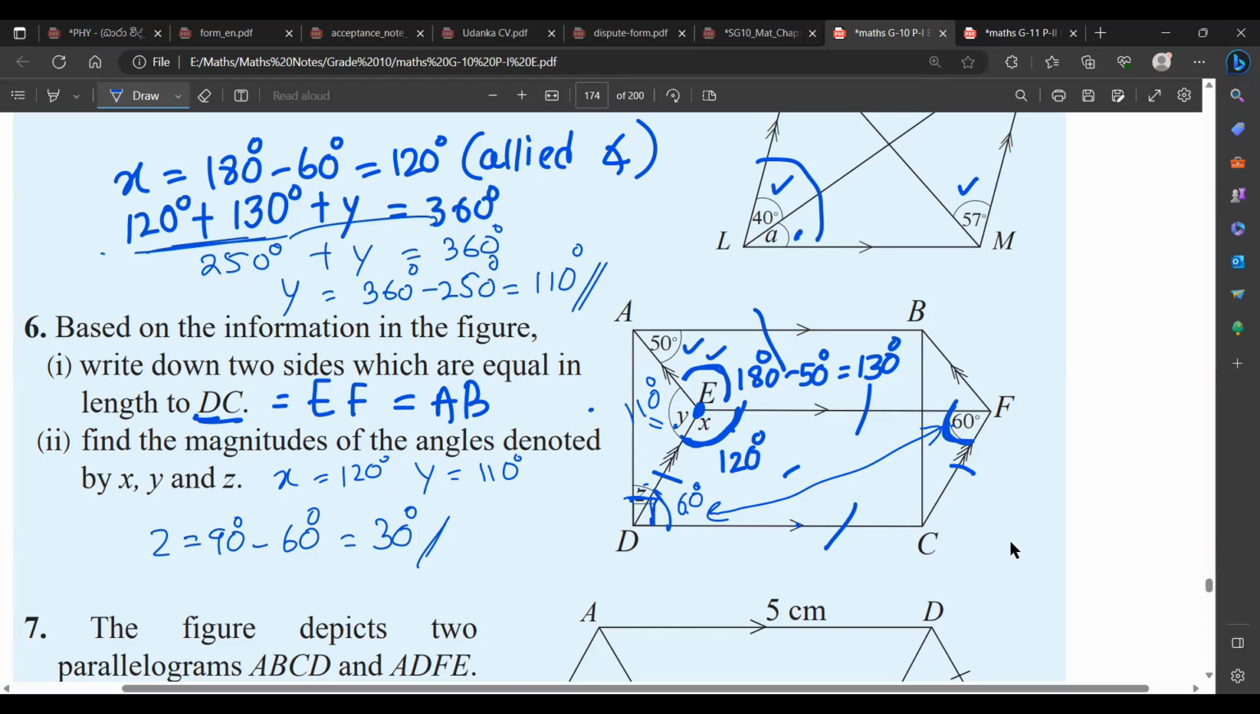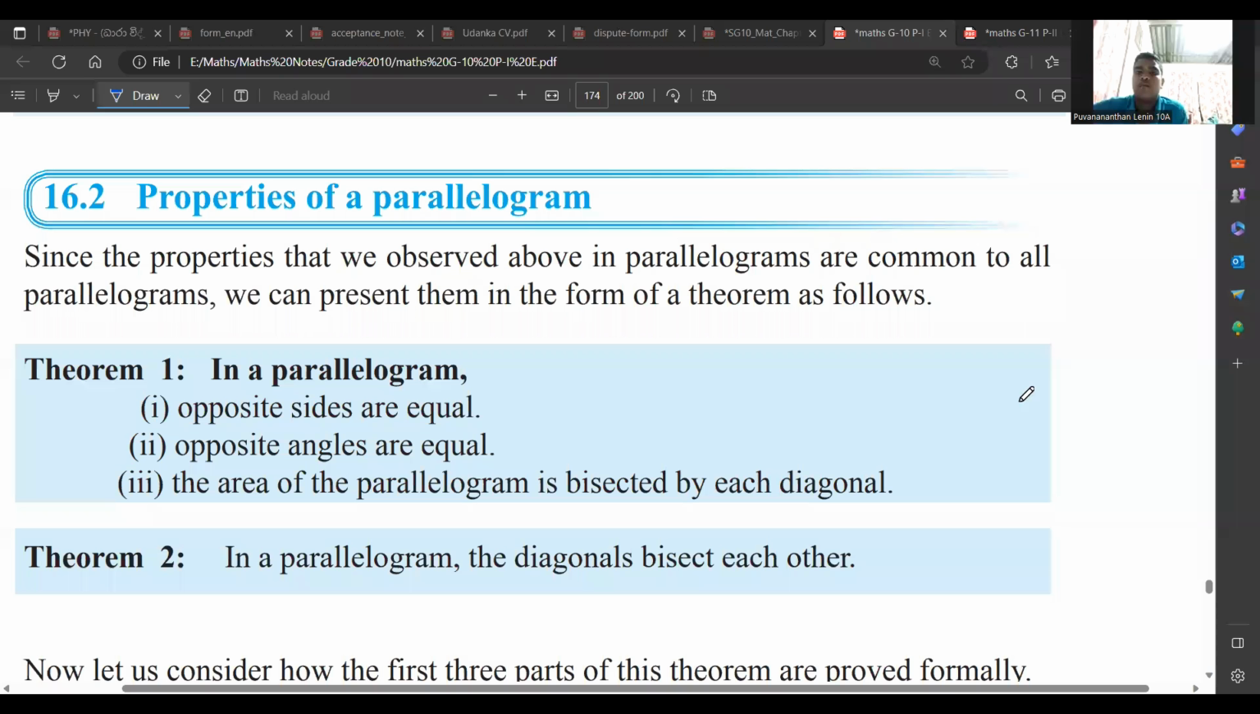Okay, write this down. Write down the properties again. You know these right now. You are good at these things. What are the properties of a parallelogram? We can write it as a theorem. Okay, write down the properties as a theorem.